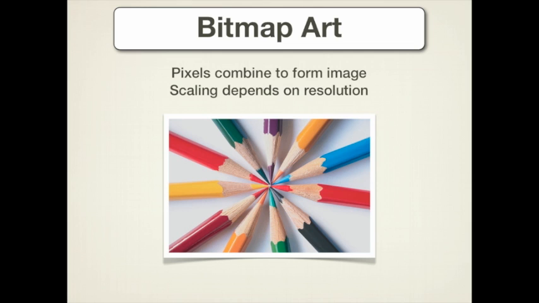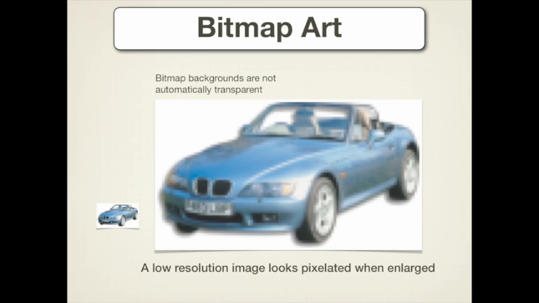Bitmap art differs from vector art in that pixels combine to form an image. Scaling the image depends on the original resolution of the file. An image that begins at a low resolution will become pixelated and look bad when enlarged. A bitmap's background is not automatically transparent. Transparency depends on using the correct file type and setting the correct alpha channels.